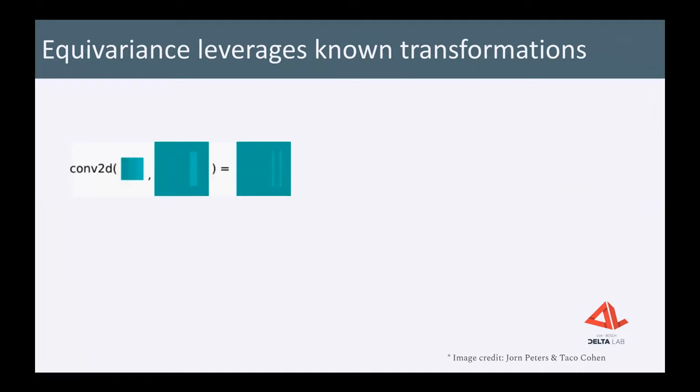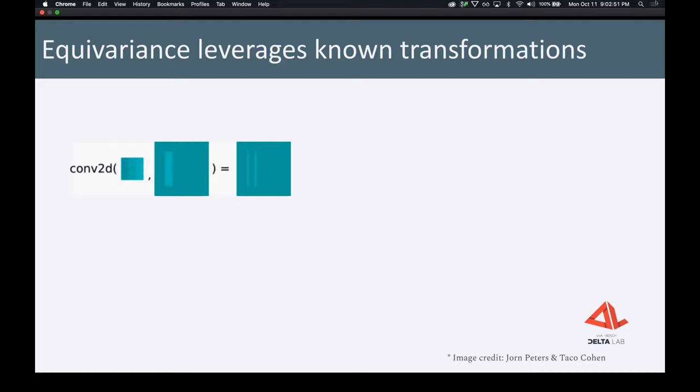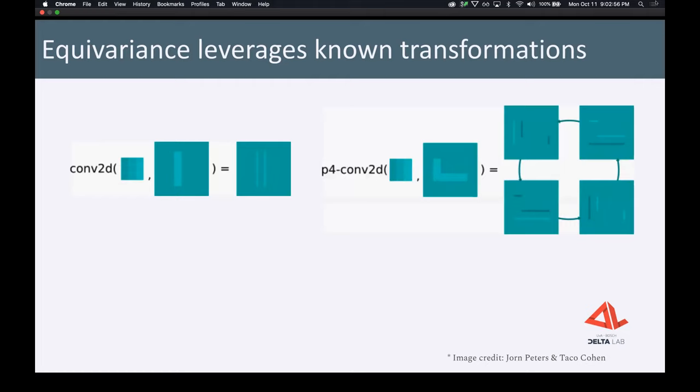An existing method which leverages known transformations is that of equivariance. You can see convolution here, which is equivariant to translation, and the group convolution, the P4 convolution, which is equivariant to 90 degree rotations. These are known to be both analytically and experimentally data efficient, as was shown by the first oral presentation here: the harmonic neural network, which is exactly rotation equivariant, was the most data efficient.